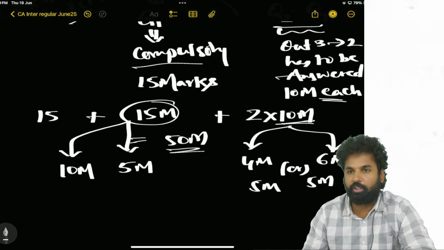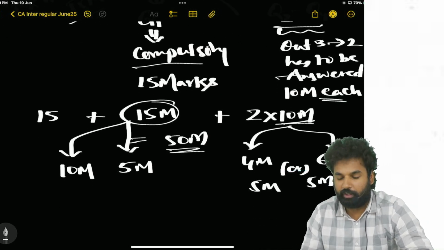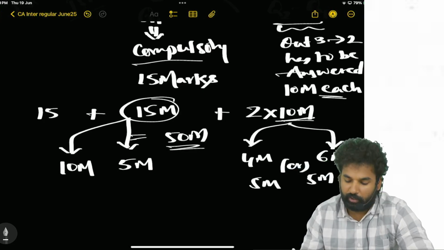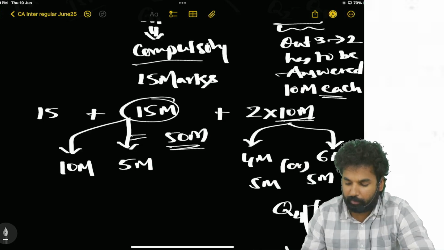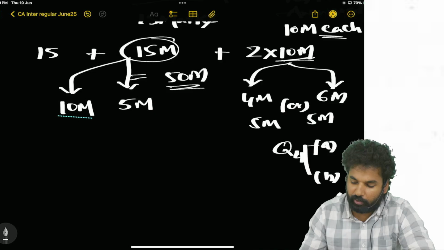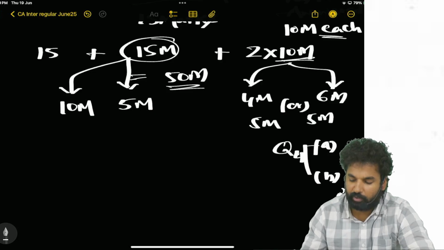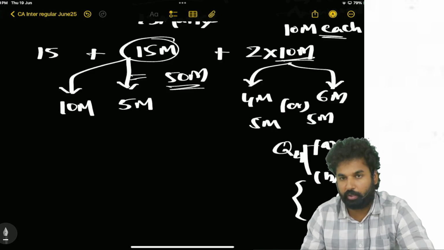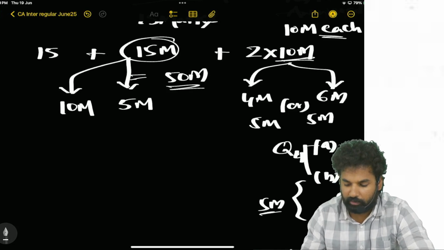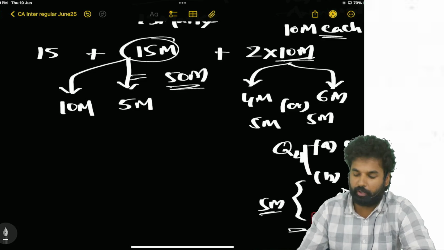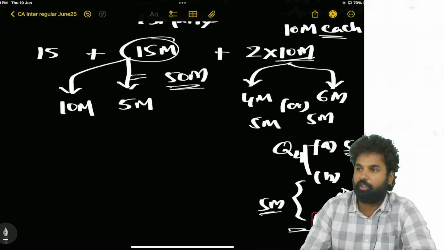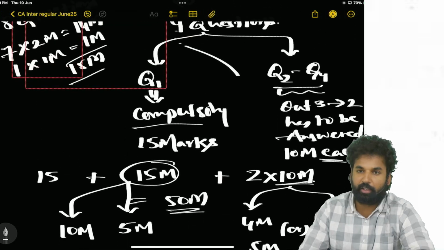In the last question, there will be an internal choice. Internal choice means, let's say in question 4, there will be part A and part B. Either you can solve B or C, each for 5 marks. Likewise, internal choice may be there if you are taking up this question. So this is how the pattern will be.